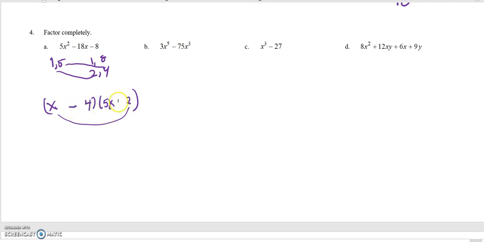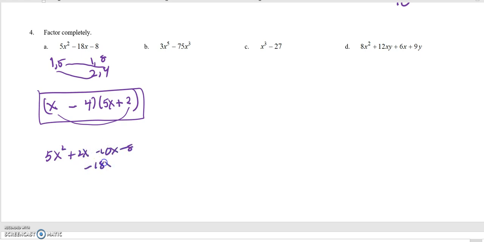The signs have to be different. That is our answer. If we FOIL it out, 5x squared plus 2x minus 20x minus 8, it checks.